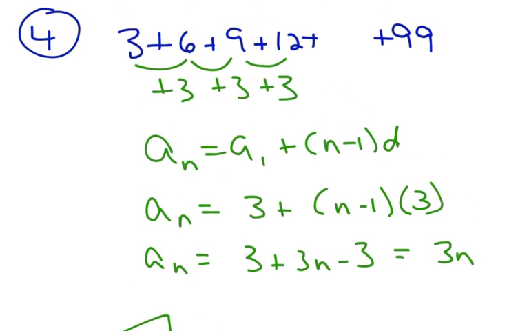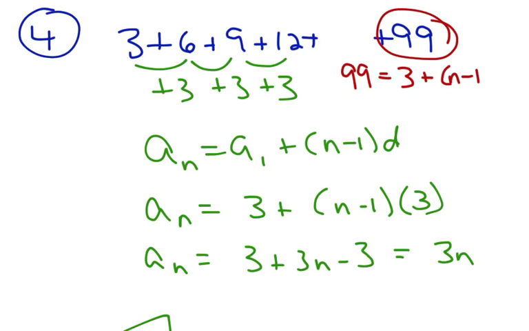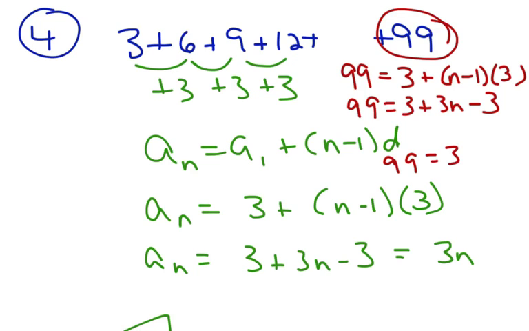Well, in order to figure that out, I need to figure out what term 99 is. So 99 is equal to the first term plus n minus 1 times the common difference. We're going to solve that equation for n. So 99 is equal to 3 plus 3n minus 3. The 3's cancel, so 99 is equal to 3n, so n must equal 33.